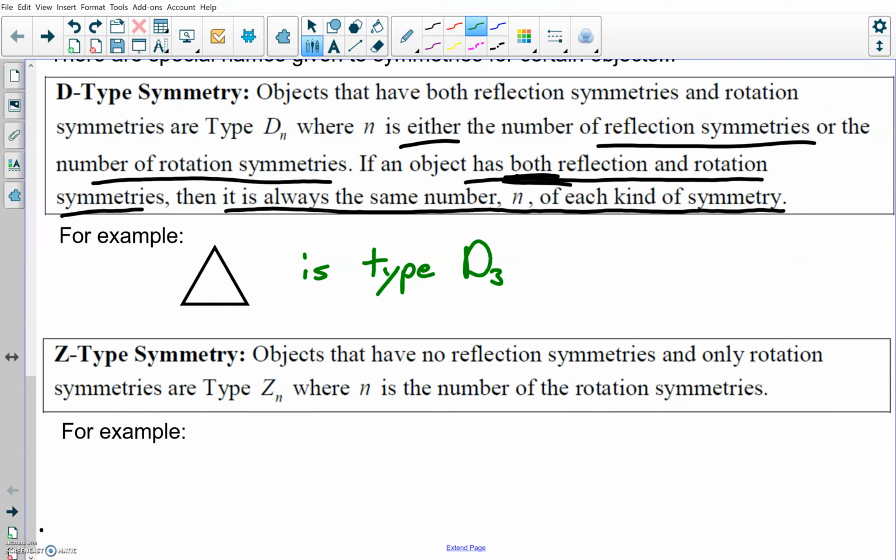The Z type is where there is no reflection symmetry, only rotation symmetries, and it will be type Z sub n, where n is the number of rotation symmetries. So there are shapes in a setup above there, mostly it's going to be rotation is 1, at least 1, if there's no reflection. There are some shapes out there that do have more than one rotation and no reflection. So it won't have both.